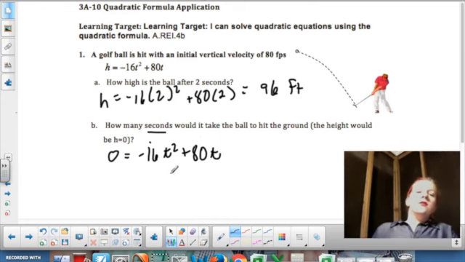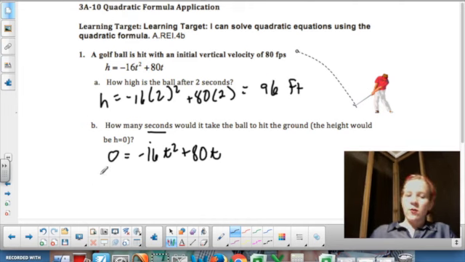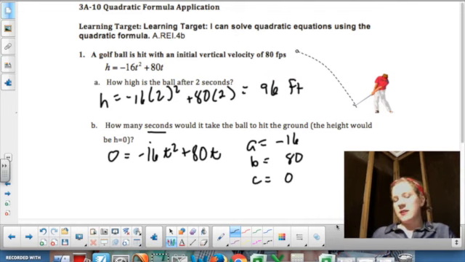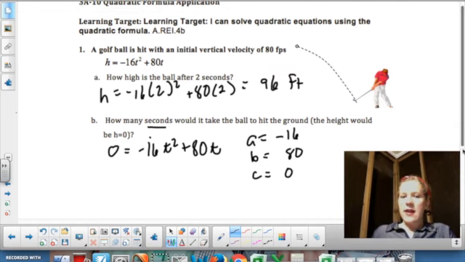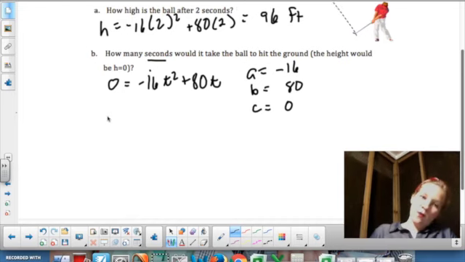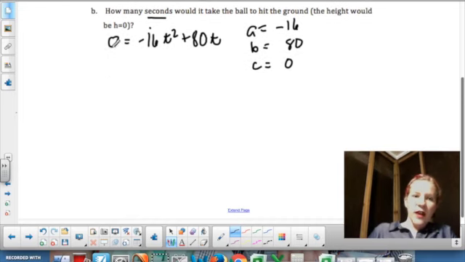Okay, it says that we're supposed to be solving this using the quadratic formula. So if I'm using the quadratic formula, the first thing I want to do is look for my a, b, and c. In this case, a is negative 16, b is 80, and c, since there isn't one, is going to be 0. Let's go ahead and plug it into our quadratic formula, which, remember, you've got to have set equal to 0, which luckily it is.